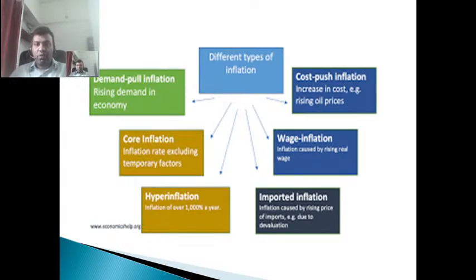So let's start from cost push inflation. There can be various reasons for inflation. One is cost push inflation, where increase in basic cost of goods leads to cost push inflation. Then there is wage inflation. Wage inflation is an increase in salaries of employees. Maybe because of shortage of employees, or there is a higher demand for labor.